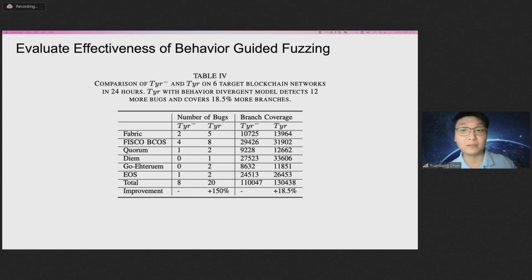To evaluate the effectiveness of the behavior divergent model, we also conducted experiments that compare TIA with TIA minus, the version of TIA which disabled the behavior divergent model and generates messages randomly. From the table, we can find that with the help of the behavior divergent model, TIA can detect all 20 bugs within 24 hours, while TIA minus only detects 8 of them.